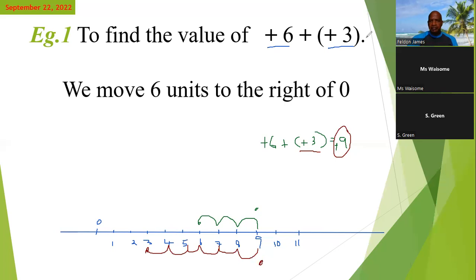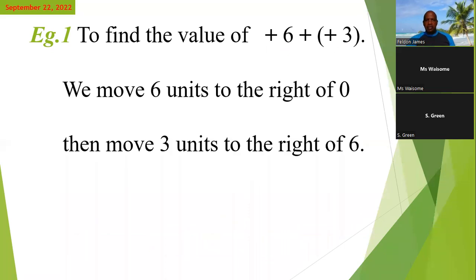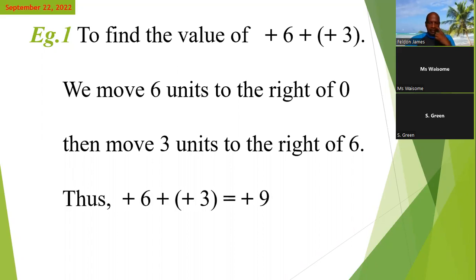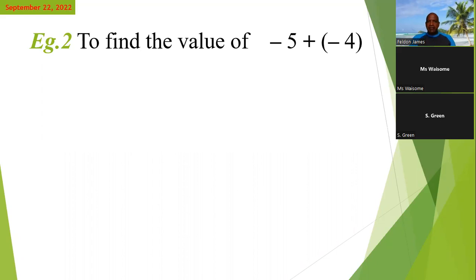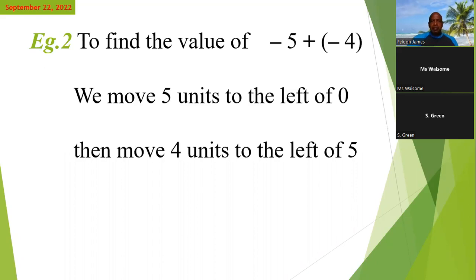So let us clear this. All right, now, to find the value of positive 6 plus 3, we move 6 units to the right of 0, then move 3 units to the right of 6. And so we get positive 9. Now, in a similar fashion, if we are to illustrate adding 2 negatives on the number line, we would have to move 5 units to the left of 0 and then 4 units to the left of 5.